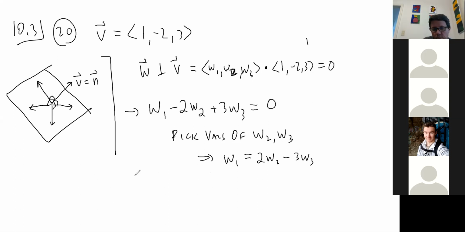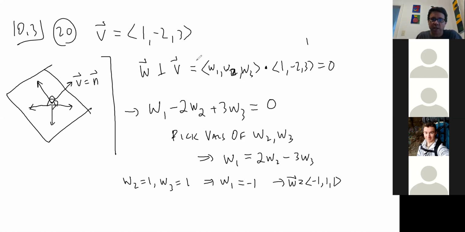So let's just put some examples here. I pick W2 to be 1 and W3 to be 1, and that means W1 would be 2 minus 3, which is minus 1. So one vector that works is minus 1, 1, 1. Okay, so that is one vector. And you can just check it by multiplying back through. I'll get minus 1, minus 2, and plus 3. That's a good deal.